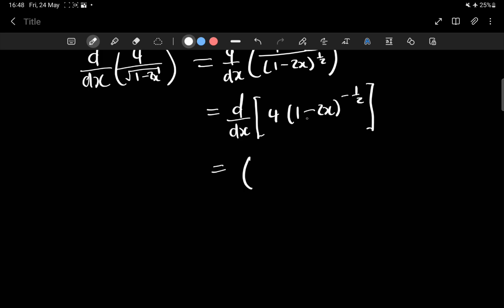I know that I'm going to ignore the inside first. I start by bringing down the power and I reduce. It's a composite thing, right? And we're doing it using the shortcut. So I bring down the power, this negative half. Since 4 is already there, it will come to multiply. So 4 times negative half. Then I'll say this is multiplying what? 1 minus 2x to the power of, I reduce the power by 1.